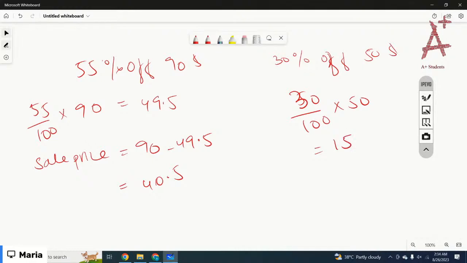That means you have the off price. The sale is $15. That means the sale price is 50 minus 15. That would be $35. That means after 30% off, you have to pay $35, right? Okay.